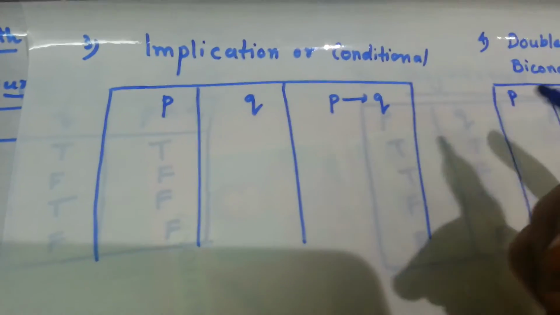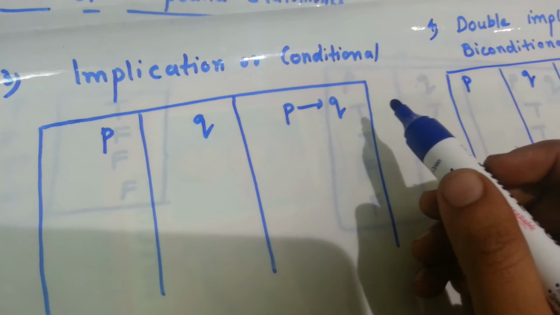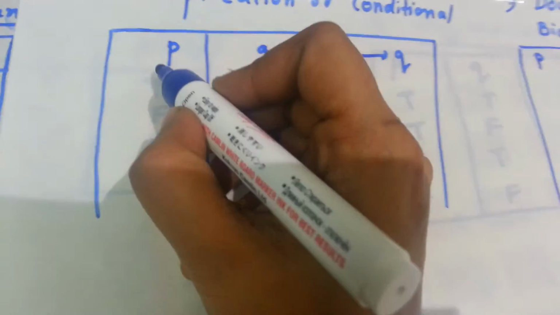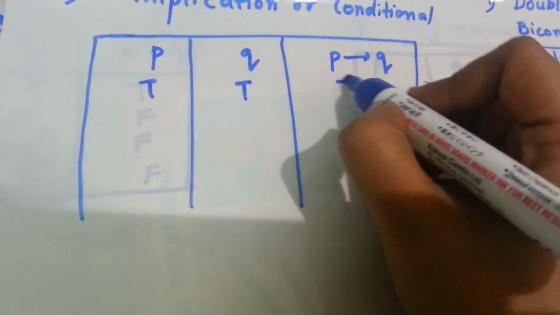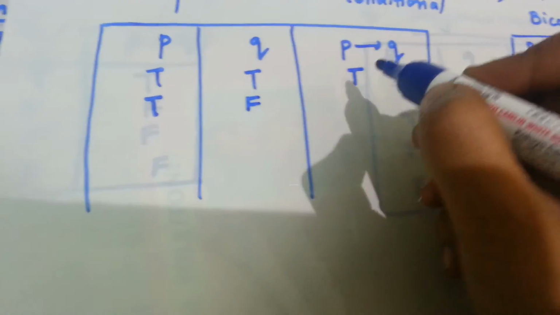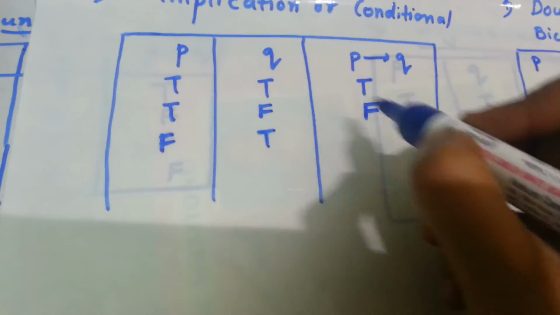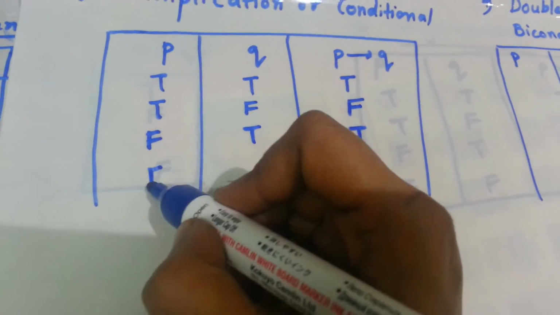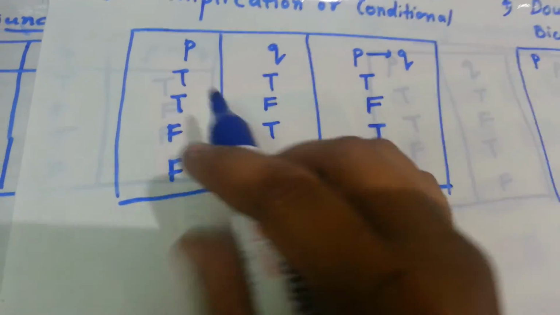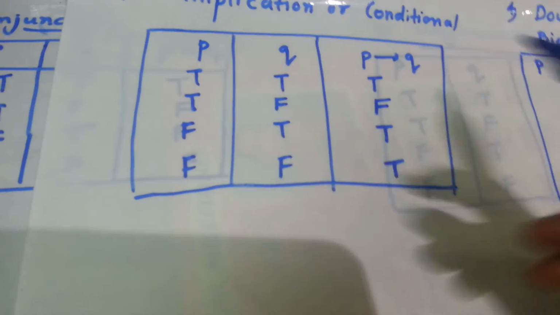Third is implication or conditional: if P then Q. Here we will see when it is false and when true. If both are true, then it is true. If P is true, the first statement is true, and the other is false, then only it is false. For F, T, it is true. For F, F, it is true. So in only one case, if the first is true and the other is false, it is false. In all the rest it is true.